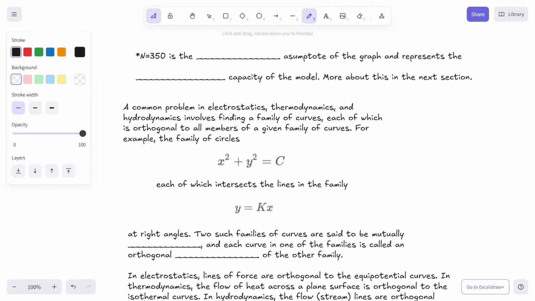But before we do, we have to note that N equals 350, it's actually 650, that's just a little typo there, is the horizontal asymptote of the graph and represents the carrying capacity of the model. We'll talk more about this in the next section.